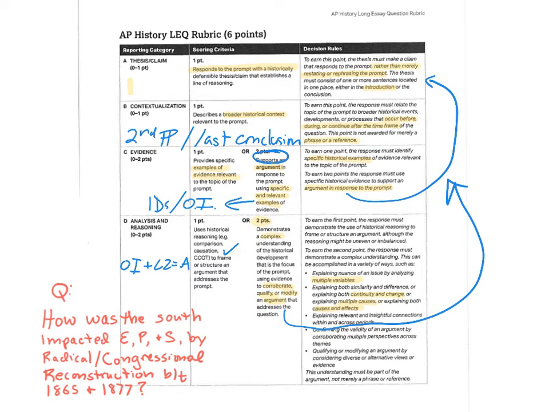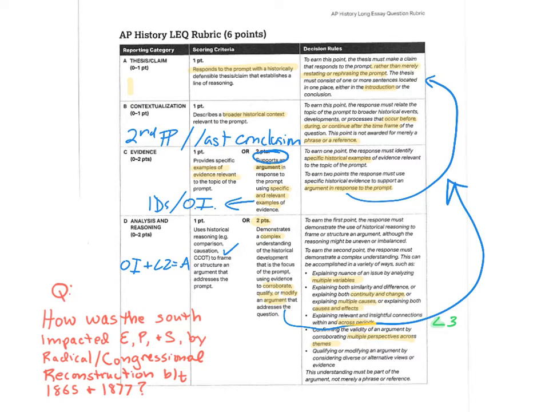Explaining relevant and insightful connections across periods. So this one is your example of L3. Okay, so maybe this response is similar to the Crimean War or Hawaiian annexation or the Jeffersonians and Hamiltonians or whatever. Another one, confirming the validity of an argument by corroborating multiple perspectives across themes. Again, you're going to have to reference your themes chart, whether it's American identity or people in place, and anytime you bring in another theme there.